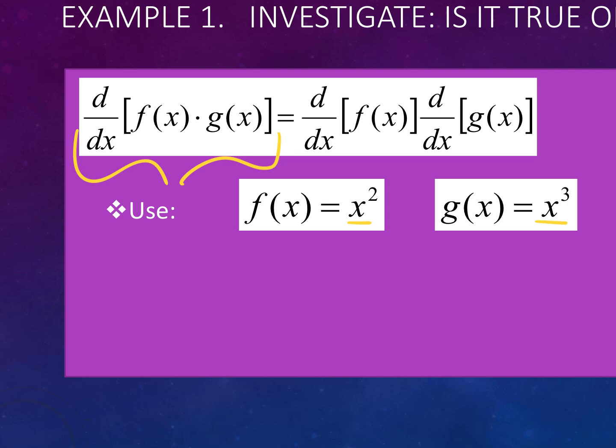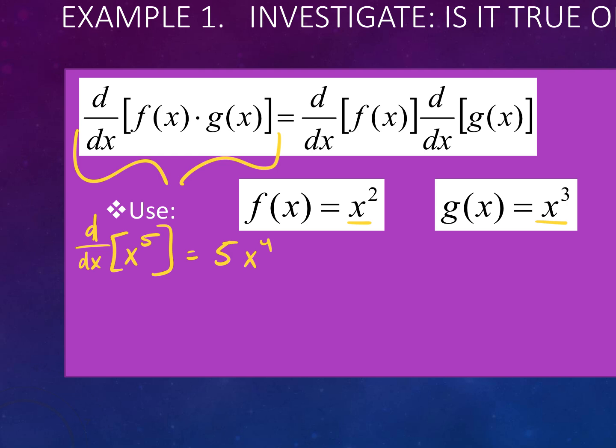X to the 5th. Awesome. So we have x to the 5th power. What would the derivative of x to the 5th power be? 5x to the 4th. Perfect. That's what we did last week. So 5x to the 4th.